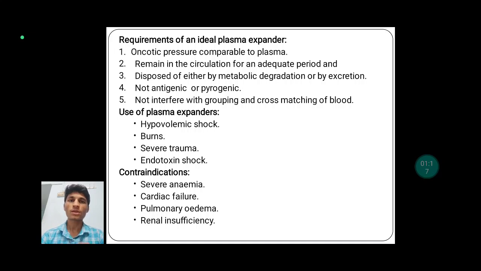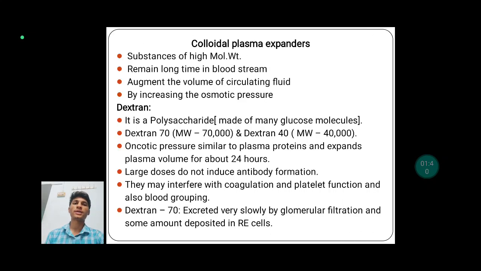Uses of plasma volume expanders: they are used in hypovolemic shock, burns, severe trauma, and endotoxic shock. Contraindications of plasma volume expanders are severe anemia; they can cause cardiac failure, pulmonary edema, and renal insufficiency. The next slide is colloidal plasma expanders.